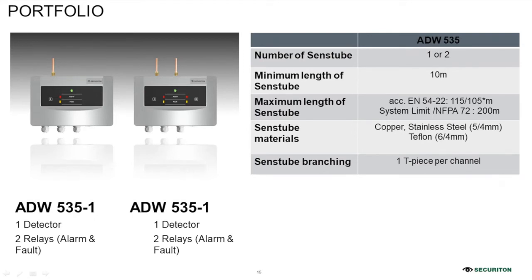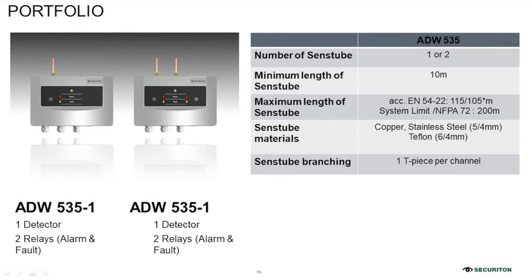So as Cerberus, we actually give you two types of ADW available, which is ADW 535-1 as well as ADW 535-2. This has two detectors as well as two sensing possibilities, or two zones possibilities, or one zone possibilities. And the maximum that we can cover is up to 200 meters according to NFPA 72, which I mentioned earlier. If you want to follow the international standards, we have two. One is the EN 54-22, where we are certified from. That goes up to 115 meters. And the other one is NFPA 72, which you can go up to 200 meters, which is also the system limits of the ADW as well.